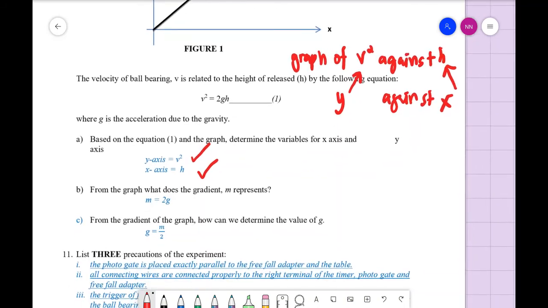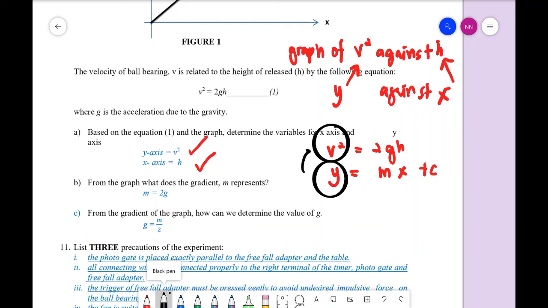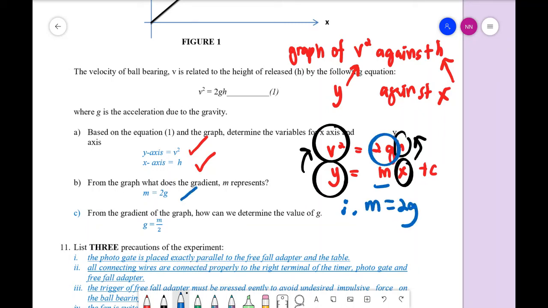Okay, so for this one you have to compare like this. So the equation is v squared equals 2gh. You have to compare with y equals mx plus c. Okay, so the y-axis is v squared and the x-axis is h. So the rest is m equals 2g. Okay, m equals 2g.